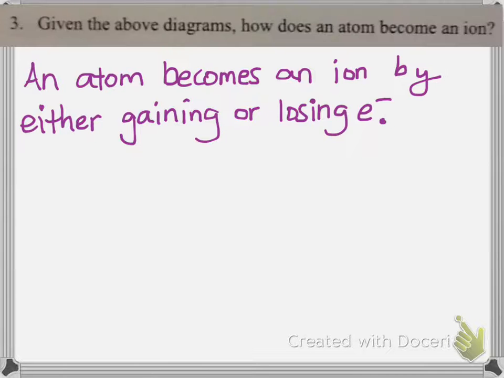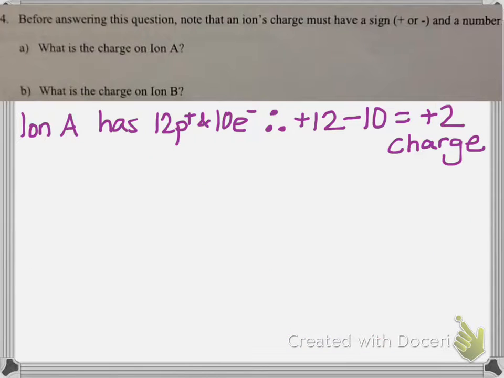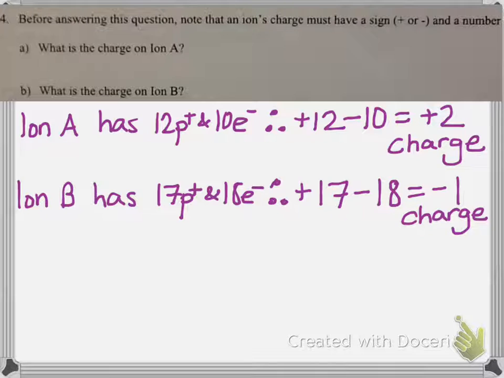For ion B, we have 17 protons and 18 electrons. Therefore, positive 17 minus the 18 negatively charged electrons leaves negative 1 for my charge on ion B.